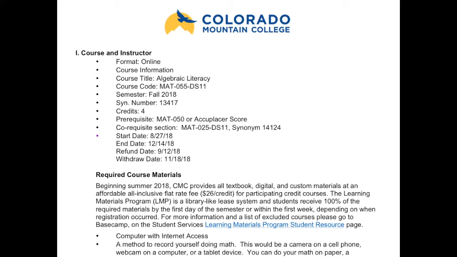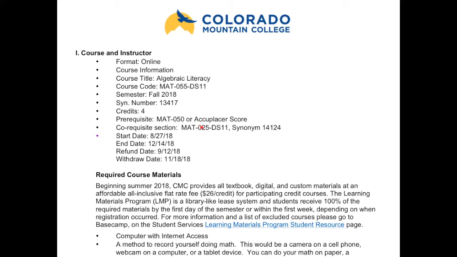On the first page, I want to talk about some of this information here. The format of this class is online. You are in algebraic literacy. Here is the course code, fall 2018. This is a 4-credit class, okay? The 5th credit comes from your co-requisite, which is your Math 025. This is your lab class.